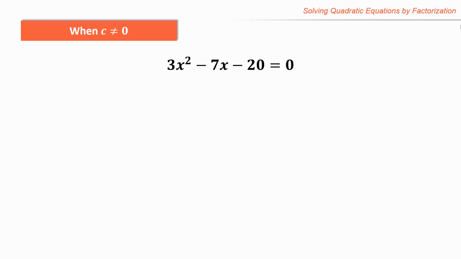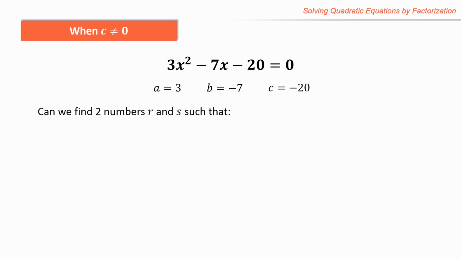Say we have the following quadratic equation, 3x squared minus 7x minus 20 equals 0. Mapping this to our standard form, we see that a is equal to 3, b is equal to negative 7, and c is equal to negative 20. The challenge is, are we able to find two numbers r and s such that r plus s gives you negative 7 and r times s gives negative 60?